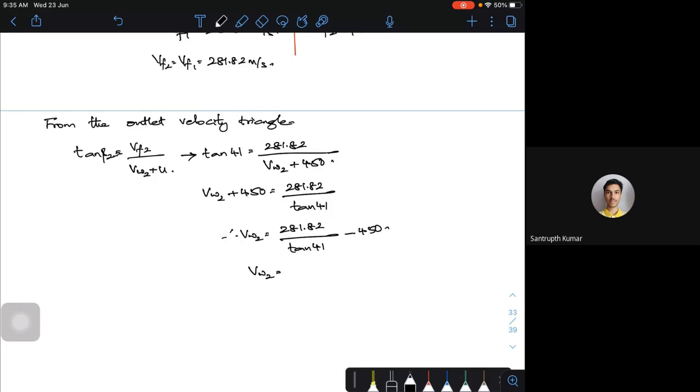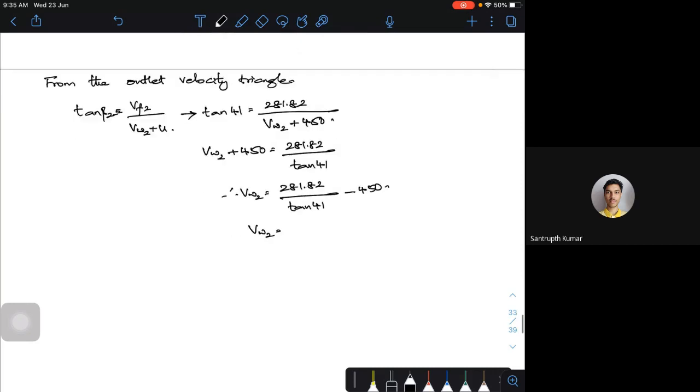A little bit of mistake will fetch you a wrong answer, because 281.82 divided by tan 41 will be a smaller number. Minus 450, it is minus 125.8. How much are you getting? Minus 125.8. Okay, fine. So it is minus 125.8 meters per second.